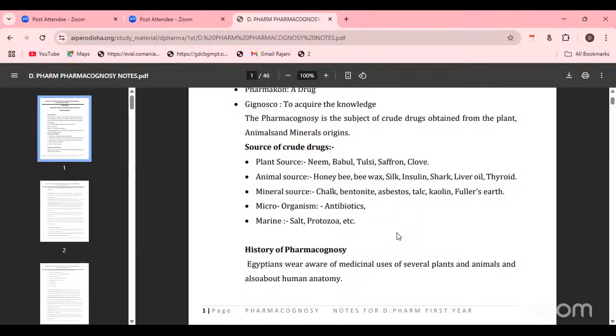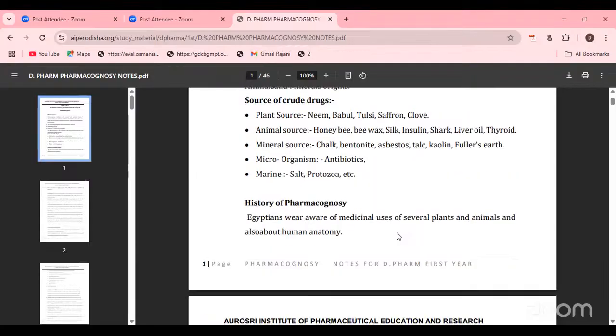History of pharmacognosy: the Egyptians were aware of the medicinal uses of several plants and animals, and also about human anatomy. The Greek Hippocrates, in 460 BC, is known as the father of medicine. Aristotle and Theophrastus, renowned philosophers, also studied plants in the fourth century BC.